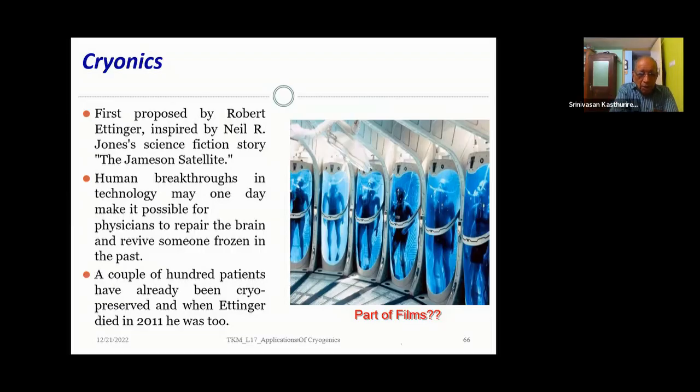The hope is that breakthroughs in technology may one day make it possible for physicians to repair the brain and revive someone frozen in the past. So essentially you are trying to get a person back into life. A couple of 100 patients have already been cryopreserved, while Ettinger died in 2011. He was also mummified, so to say, cryonically treated.